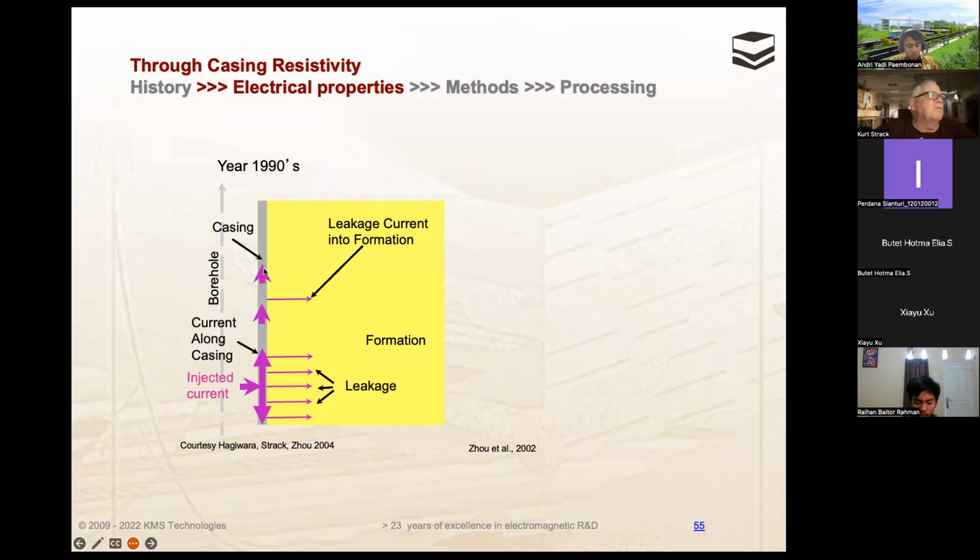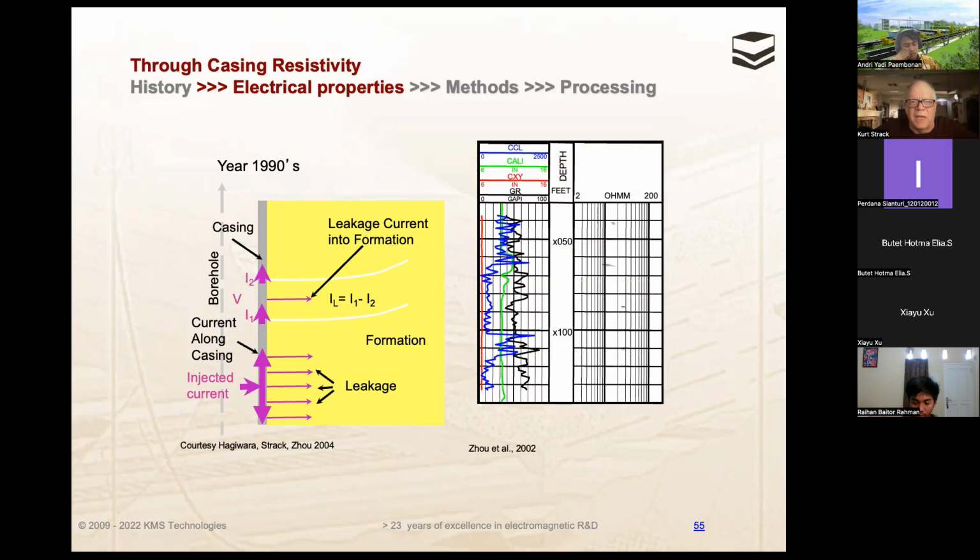We then measure the voltages and the difference between the voltages, and the difference between the current flowing along the casing here and the current flowing along the casing there, according to Kirchhoff's law, is the current going into the formation. So if we can measure 1 million times smaller signals, we can measure from inside the casing, through casing. So it's in principle a very simple measurement, but it's very complicated. It gets to the limits of logging tool design.